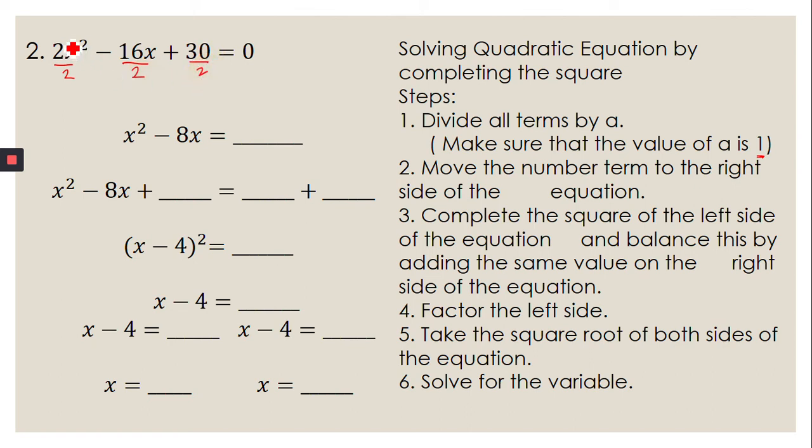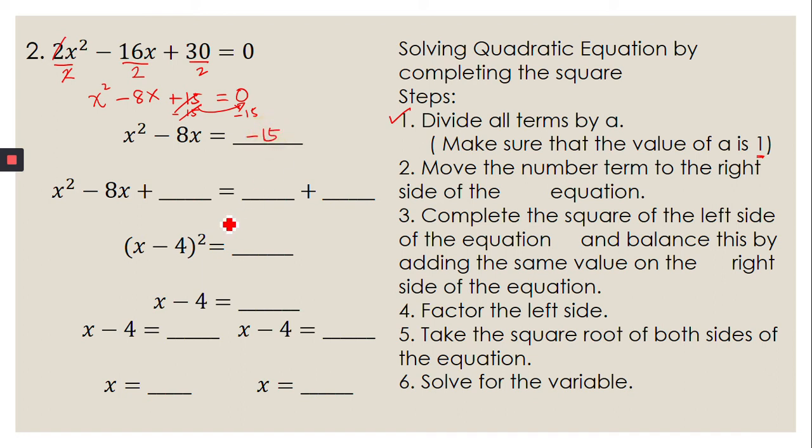So this becomes 1, because 2 divided by 2 is 1, right? So that is x squared minus 8x plus 15 equals 0. Right? So that is step 1. Step 2, move the number term to the right side of the equation. So we want to move plus 15 to the right side. To do that, you have to subtract both sides by 15. So this becomes 0. So x squared minus 8x equals 0 minus 15, which is negative 15.